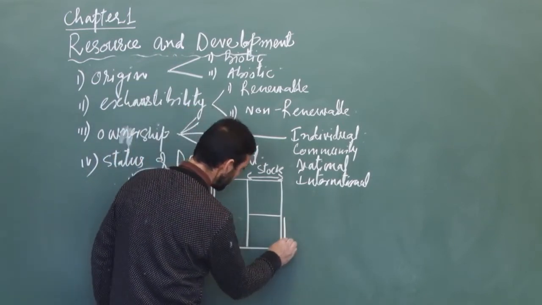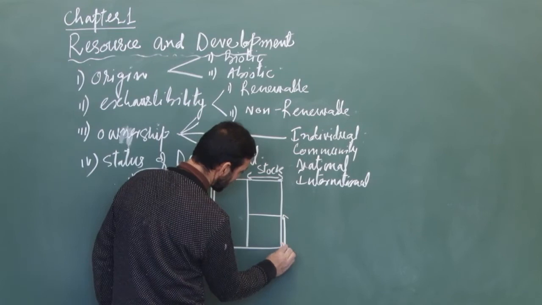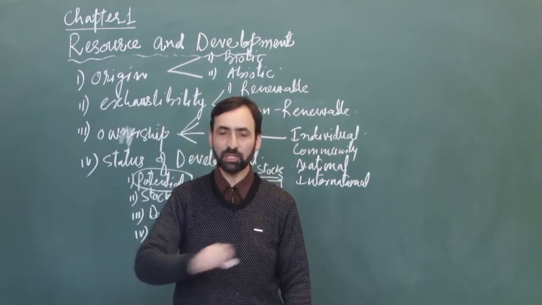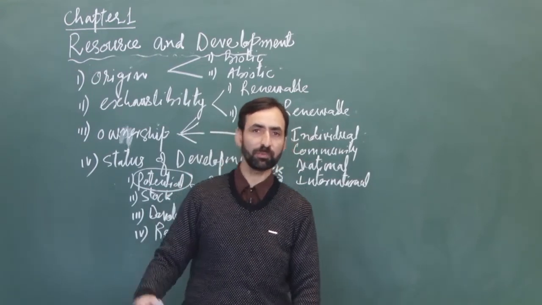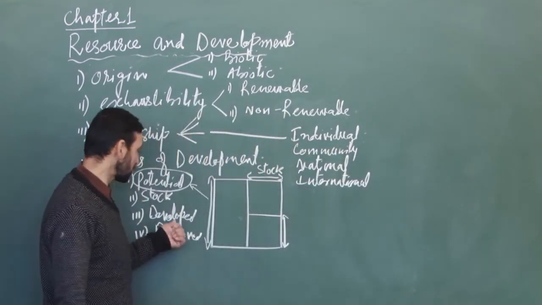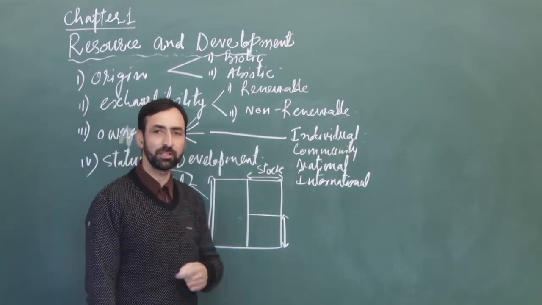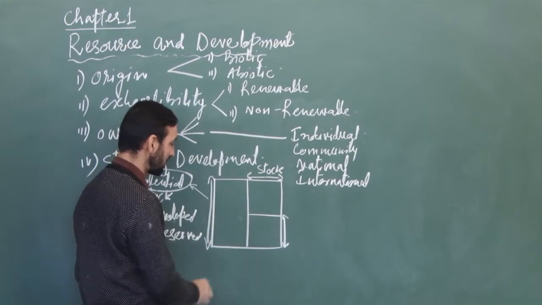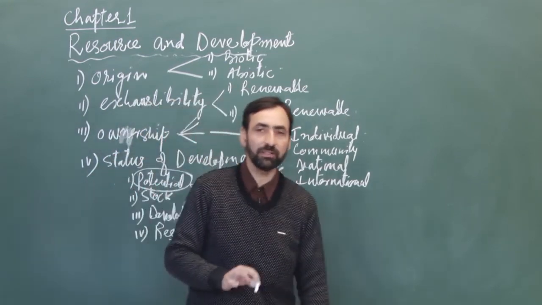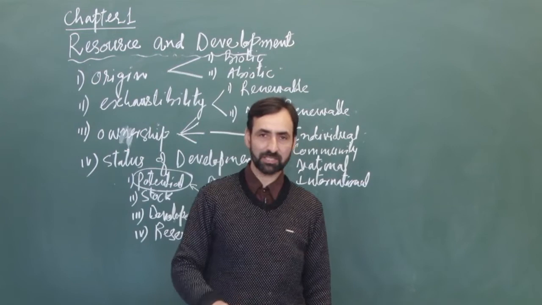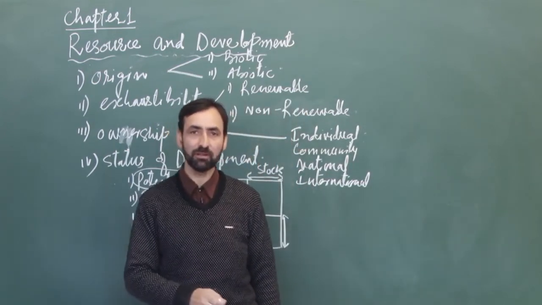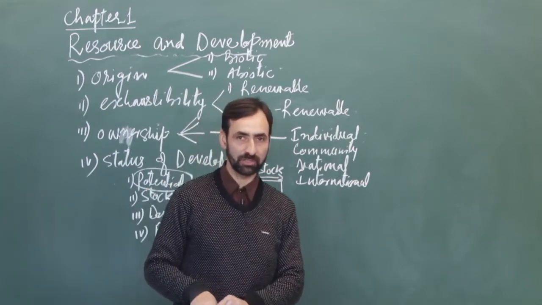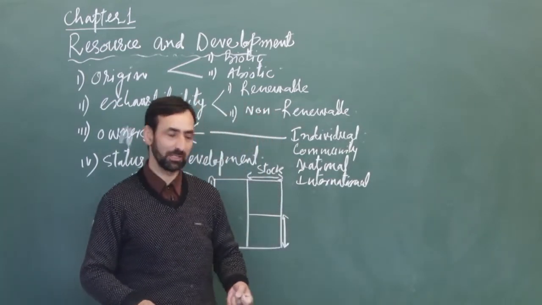Now, this small arrow shows the developed resources. On our earth, there are some resources which have been fully developed with the help of technology. Developed resources are those resources whose quantity and quality is known with the help of technology. There are still some resources hidden in the Earth's crust or on the Earth's surface, but people don't know. Still they are potential resources. Still they are in the stock list.